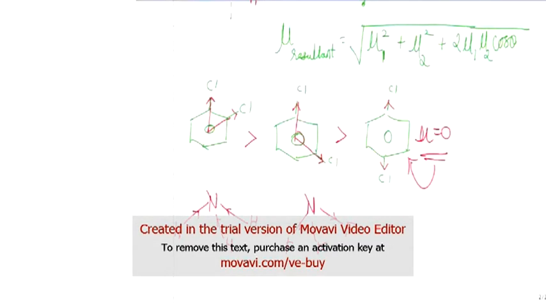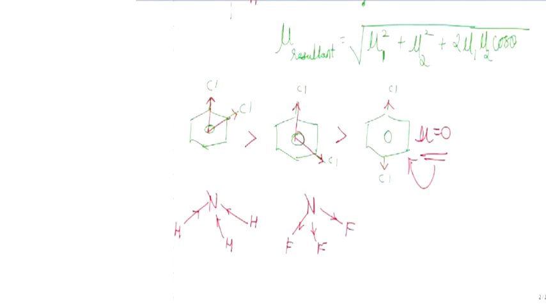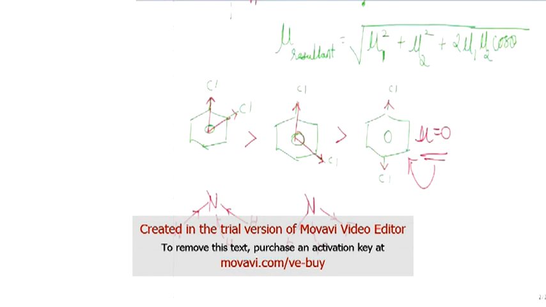However, the resultant dipole, we might think NF3 must be having a higher resultant dipole moment. Why? Because NF bonds are more polar than NH bonds. Why? Because probably fluorine is more electronegative. So you might get that feeling that probably NF3 as a whole would have a higher resultant dipole moment than NH3.